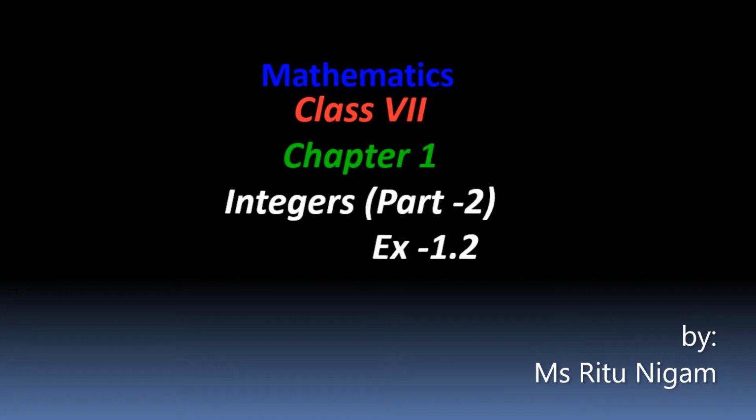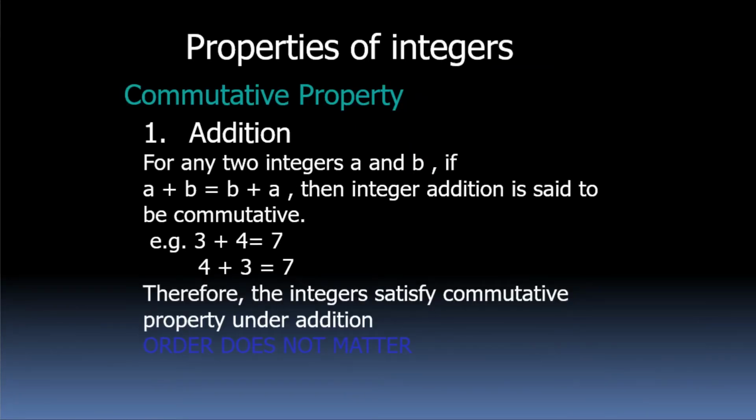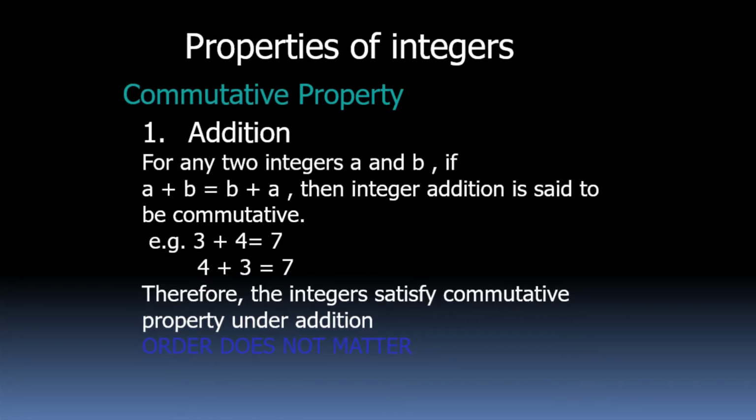As you have done in part 1 of this chapter, integers, about what integers are and how we add or subtract integers. Now let's go for the properties of integers. The properties of integers start with the commutative property. First, we'll be studying addition. Is the commutative property applicable for addition or not?